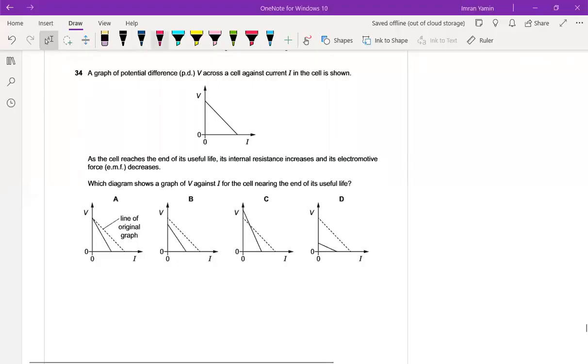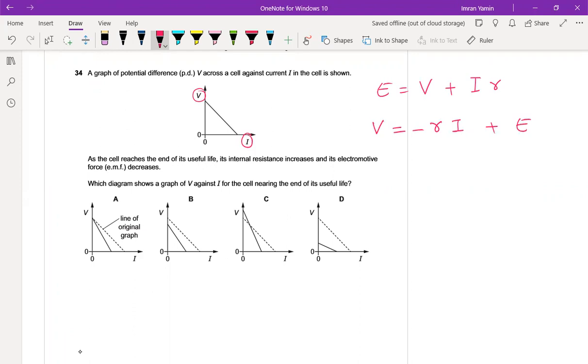In the equation of EMF, E is equal to V plus IR, and in this question, V is along the y-axis and I is along the x-axis, so V is equal to R I plus E. Actually I'm trying to make this condition y is equal to m x plus c, and now you can see that along the y-axis there is voltage, along the x-axis there is current. So the y-intercept is EMF. And now I'm going to start the question.